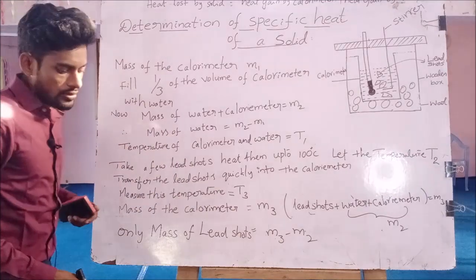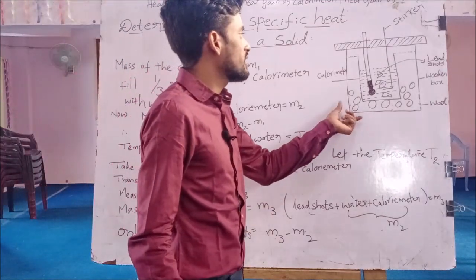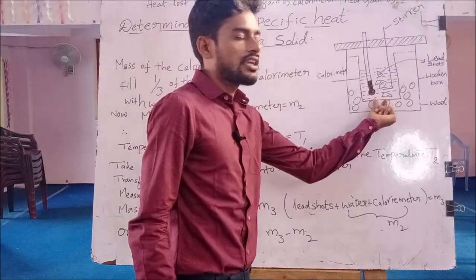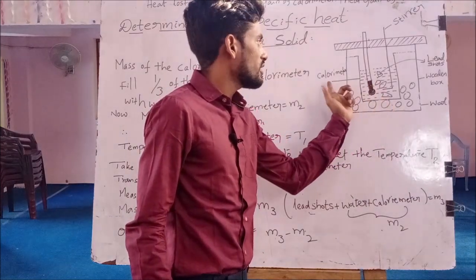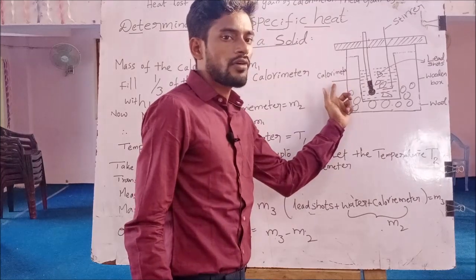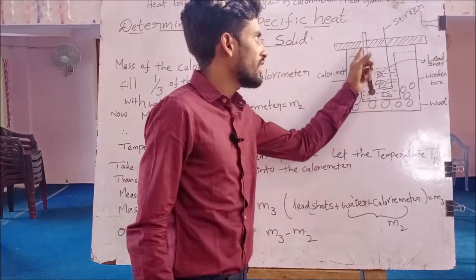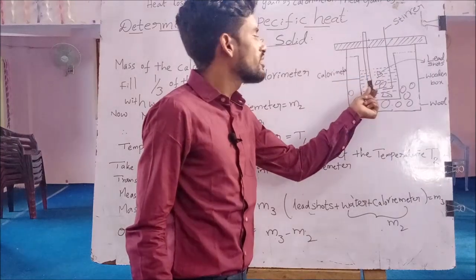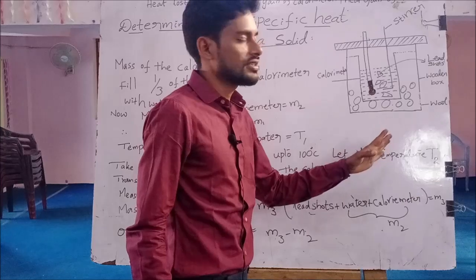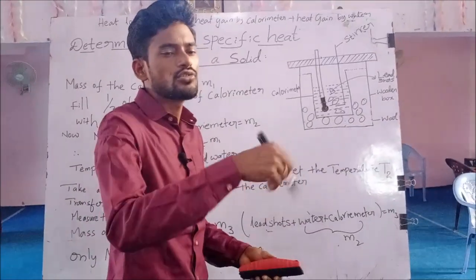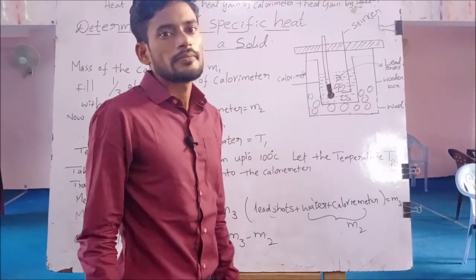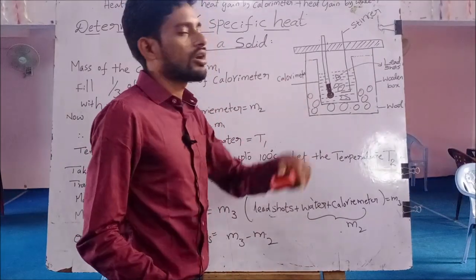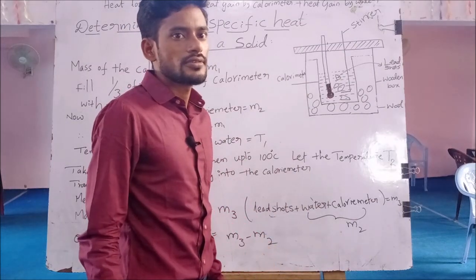Now we have an arrangement here. We have to take a calorimeter and fill it with water, 1/3 part of the calorimeter, and put one laboratory thermometer and stirrer. Why are we using a stirrer here? To mix the lead shots. You are going to learn. And one wooden box.